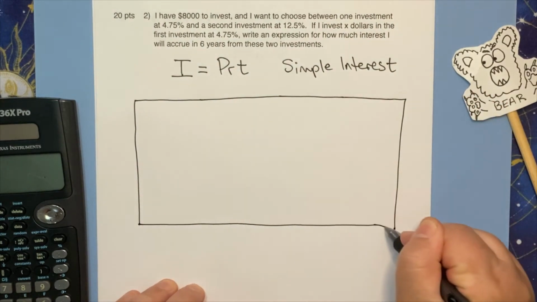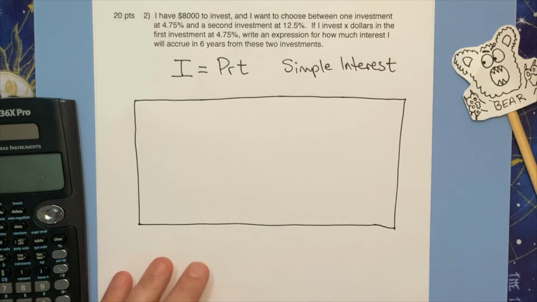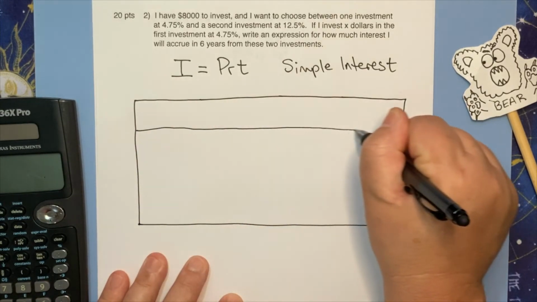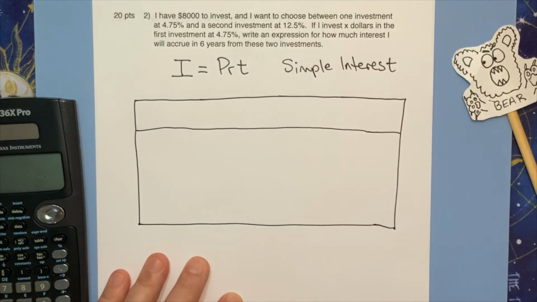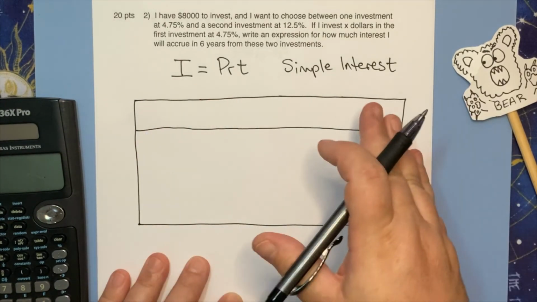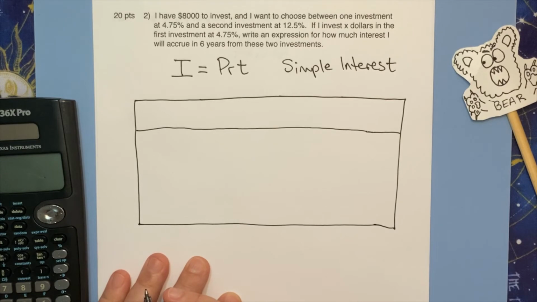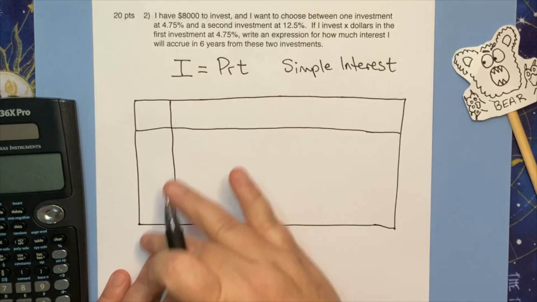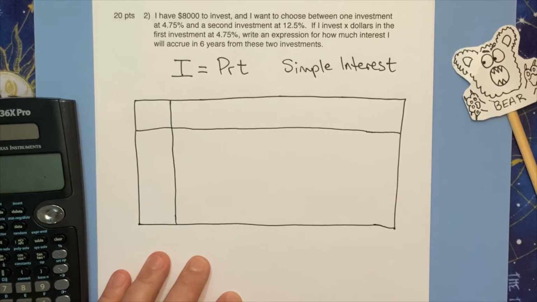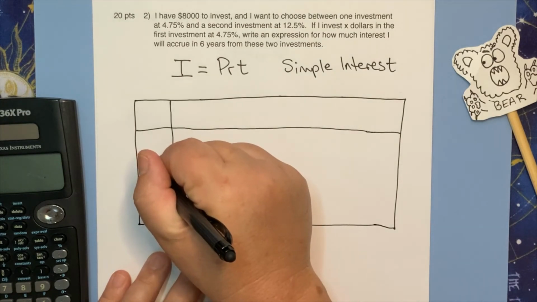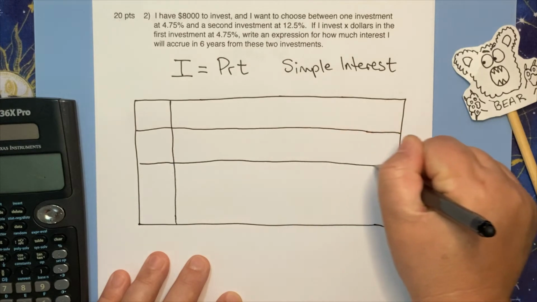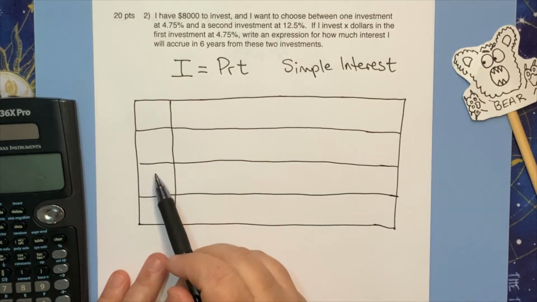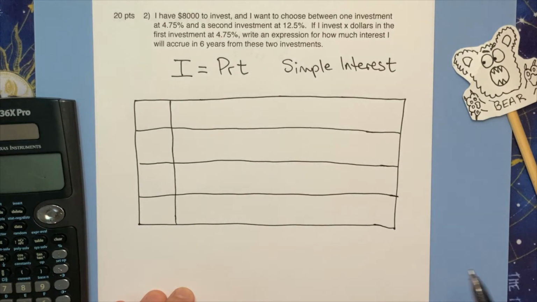I'm going to set up a chart to solve this problem. You do not have to. I'm going to start with a single row that's going to give me my descriptions for each of the columns, and a single column where I'm going to do my headings as well. I'm going to use 2 rows for each of the investments, and then a bottom row for the total.